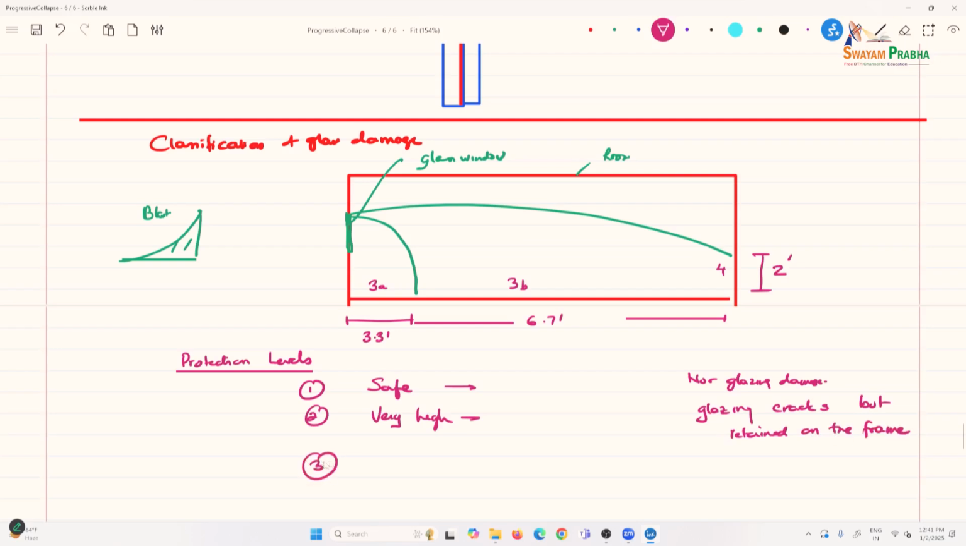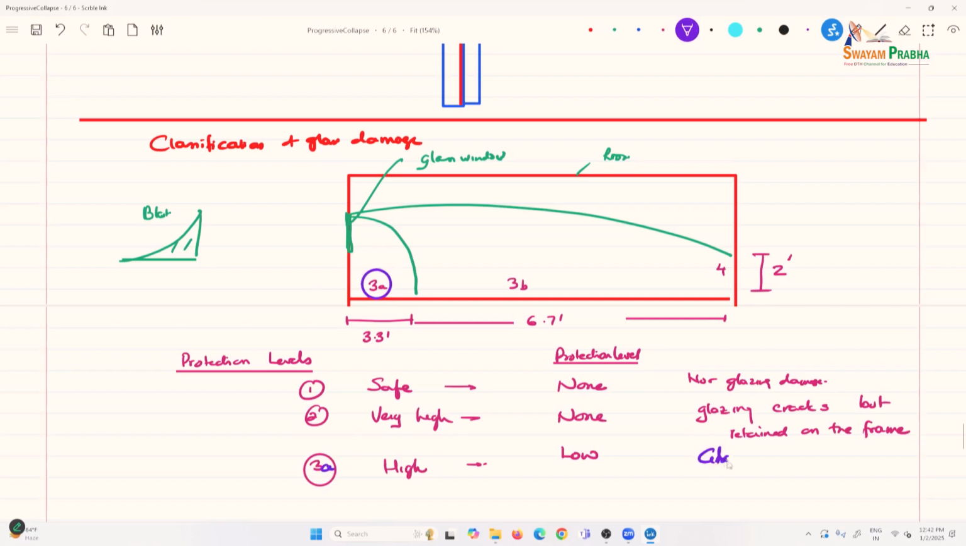Then the third one is high. The protection level in this case is none, again none, this is a low protection level. Now, glazing cracks, so 3, or 3A I should say, that is why this is 3A, this is protection level.